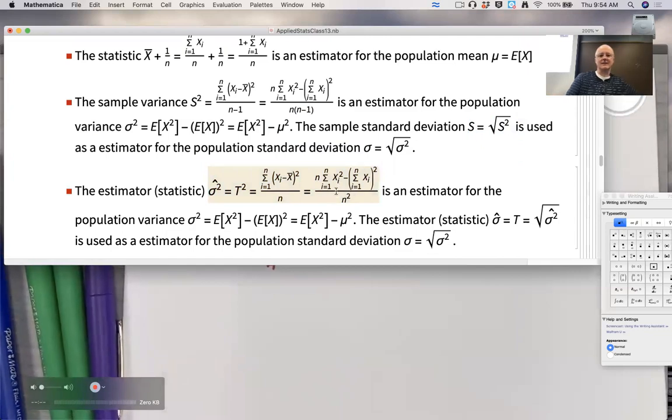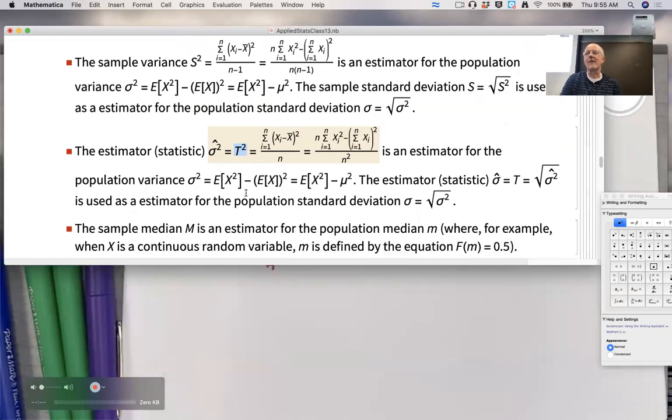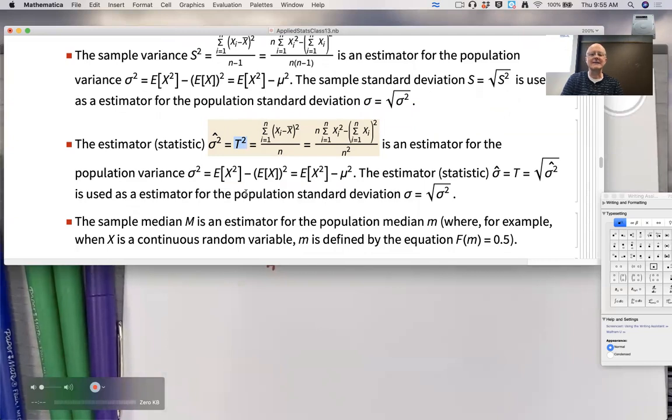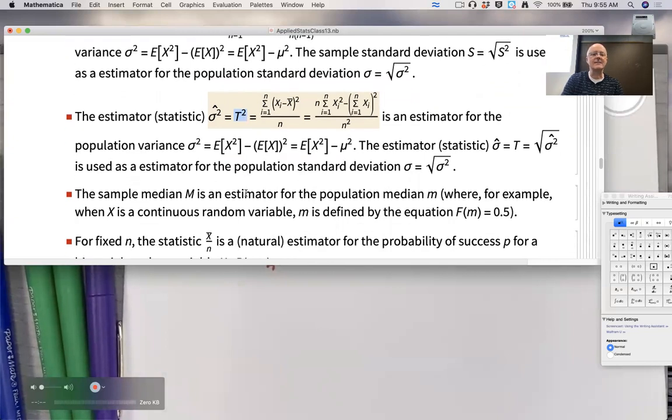Our textbook here typically labels this sigma squared hat. This textbook labels it t squared, so I put them both in there. But t is not a t statistic. It's not a t distribution. Evidently, or maybe it's related. No, it's actually not a t statistic.